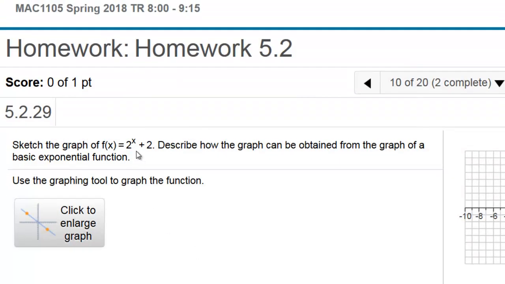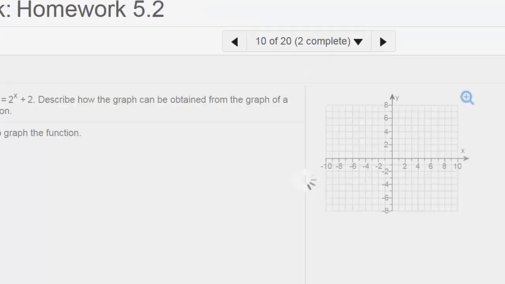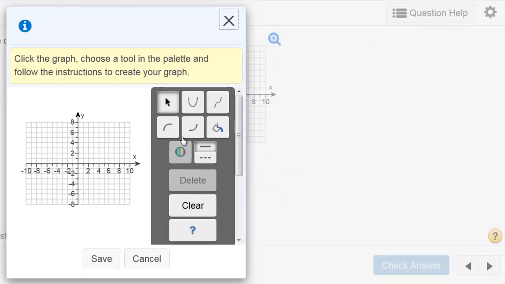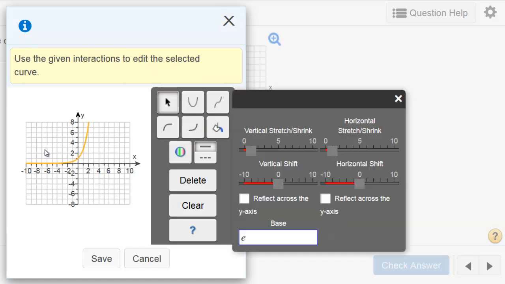Sketch the graph of f of x equals 2 to the x plus 2. Well, if we add 2 to the right-hand side of the equation, this shifts the graph 2 units upward. So, to sketch the graph, let's use the exponential tool. Click the graph anywhere. It's a vertical shift 2 units up, so that's in the plus direction. Notice when I slide the slider, it'll make the graph go up and down for the vertical shift. There we go, up and then down. So the positive direction is up, and we want positive 2. So leave it right there.